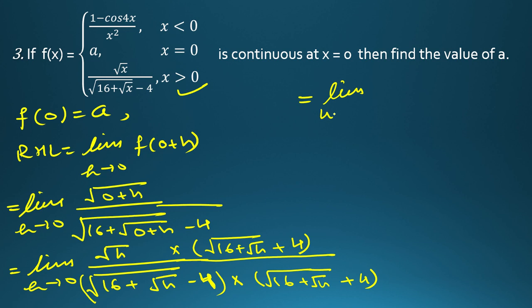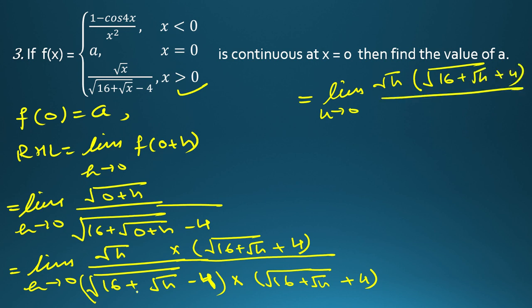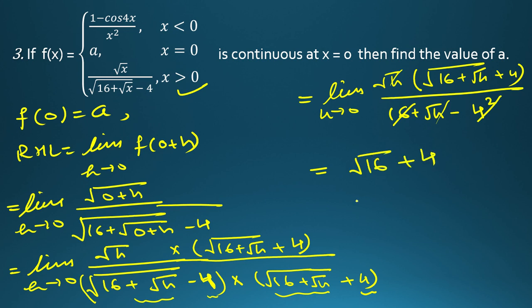Limit h tends to 0, square root of h times square root of 16 plus root h plus 4 over... Now you see the denominator is in the form of (a minus b) times (a plus b), so it is in the form of a square minus b square. Now 16 and minus 16 cancel. After that root h will be cancelled, and now put h equal to 0 in the remaining expression. So it will be square root of 16 plus 4, means 4 plus 4, which is equal to 8.